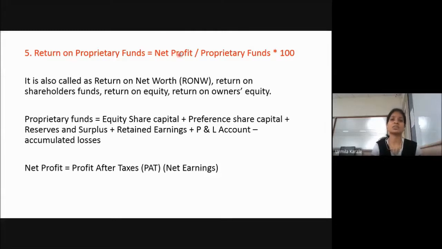What is the actual return in the hands of the company? Now, net profit on the investment made by shareholders. So whatever investment that shareholders have made, on that investment, how much profit they have generated. This is what the ratio is going to speak. So if proprietary funds, if owners or shareholders have invested 10 lakh rupees in the business and 2 lakh rupees net profit you are getting, so we can say 20% net profit.